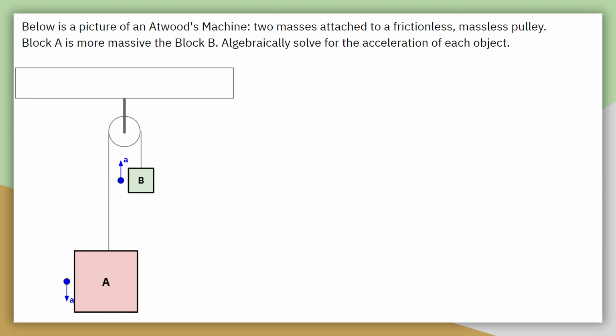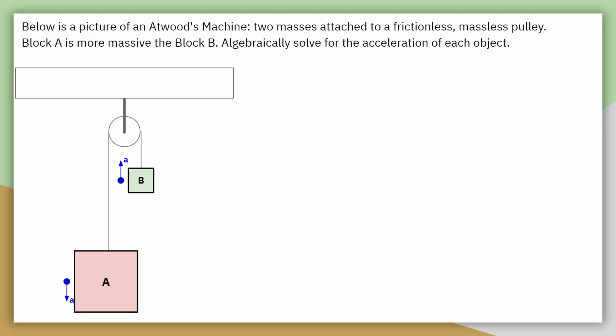Now, A will accelerate downwards because it is more massive. B is going to accelerate upwards because it is less massive. And because they are attached by that rope, that means that they're going to accelerate together. They'll have the same acceleration magnitude, even if it's not necessarily in the same direction.